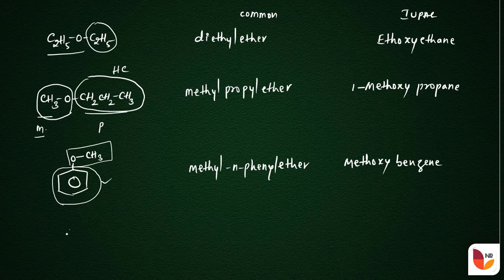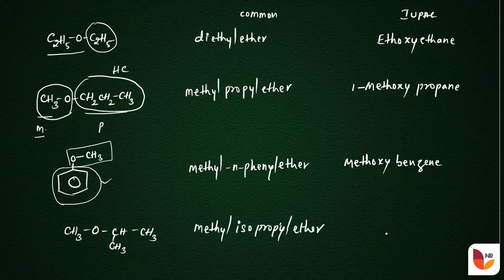Let us take one more example, CH3O and CH with two CH3 groups. The two alkyl groups are different, and their names are derived in alphabetical order. So it is methyl and propyl. The propyl group is present at the iso position, that is, two similar groups attached to the same carbon, hence it is represented as isopropyl. So it is methyl isopropyl ether.